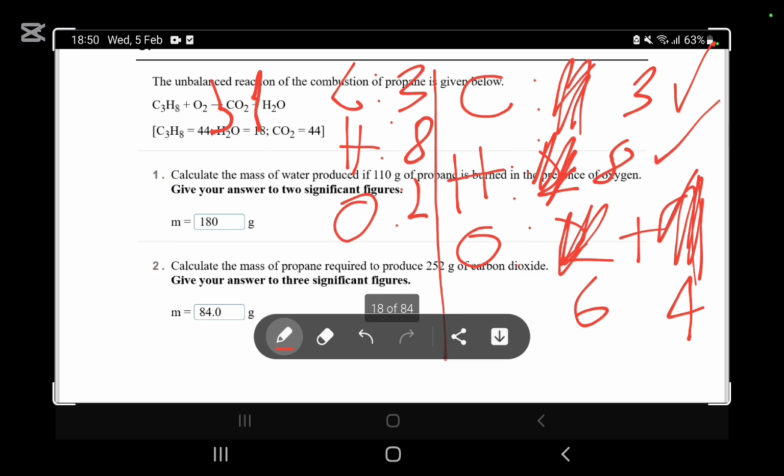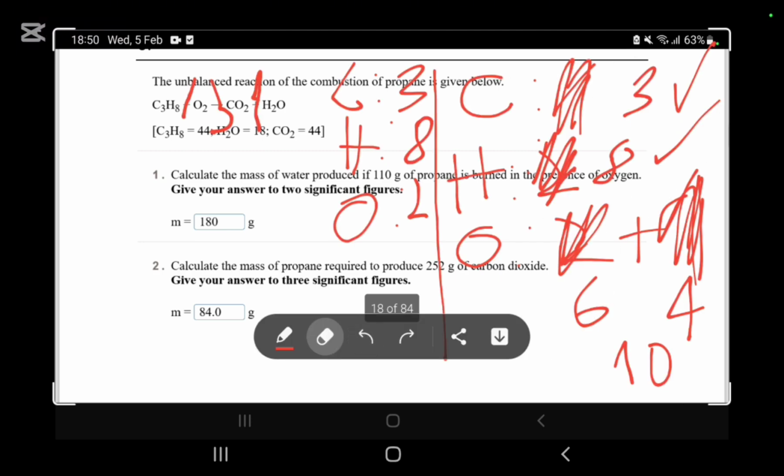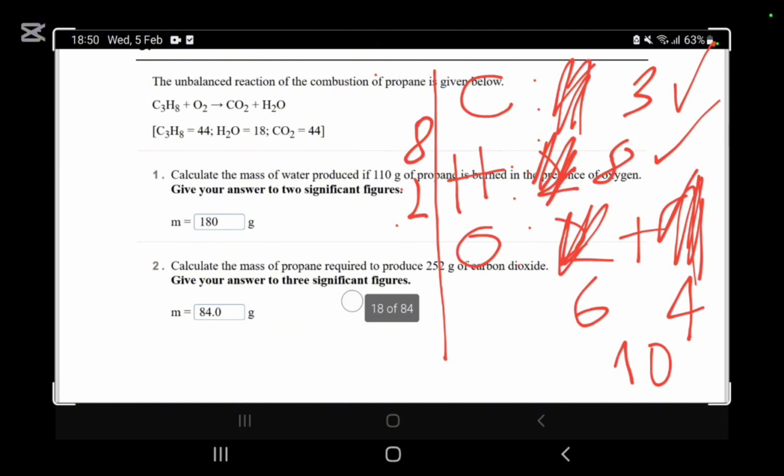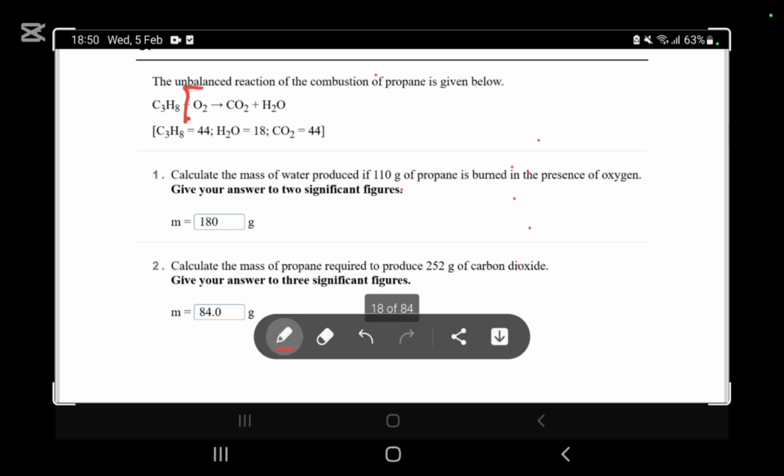So how do we go from oxygen being 2 in the reactants to oxygen being 10 in the products? We just put the coefficient of O2 to be 5. So let me remove everything. Okay, 5, 3, 4. Just let me put that back in. 5, 3, 4.